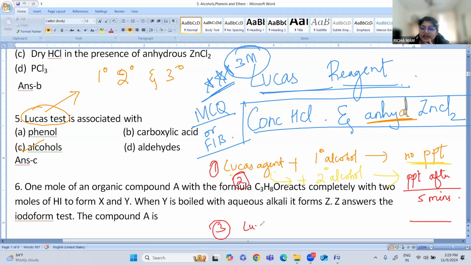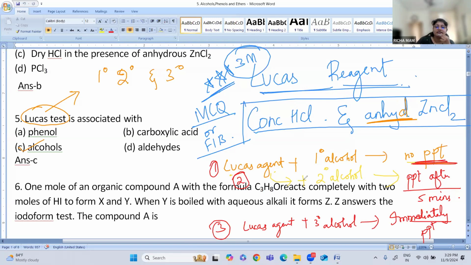This is for primary, this is for secondary, now tertiary. Lucas reagent reacts with tertiary alcohol. What are you going to get? Immediately you are going to get the PPT. So this is the differentiation. Primary alcohol gives no PPT. Secondary alcohol, when you react with Lucas reagent, gives PPT after 5 minutes. And tertiary alcohol gives immediate PPT. So this is the differentiation.